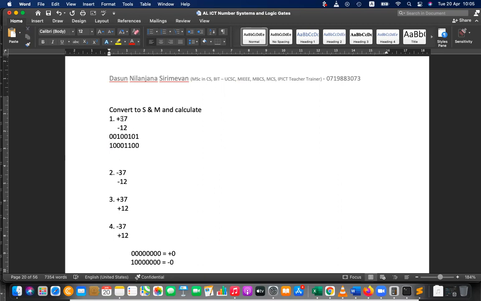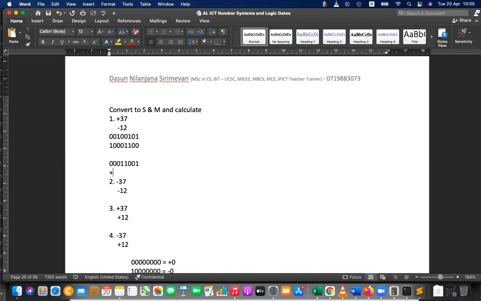Basically, you have to subtract 12 from 37. So 1 minus 0 is 1. Then 0 minus 0 is 0. 1 minus 1 is 0. 0 minus 1 you can't deduct, so you have to bring 1 from here. You can take the whole thing: this is 1, 0, 0, that means 4. 4 minus 1 is 3, so you can indicate that, and then the remaining will be zeros.